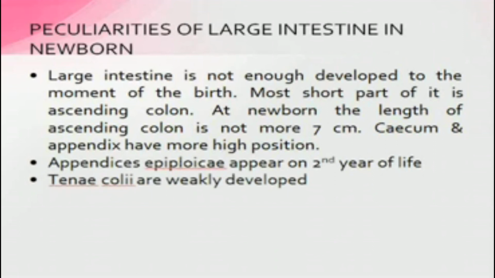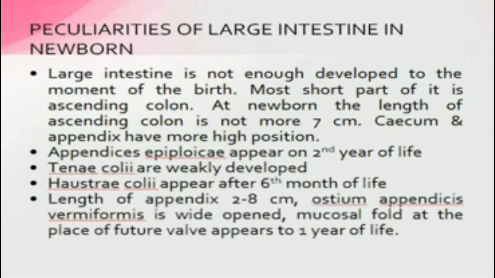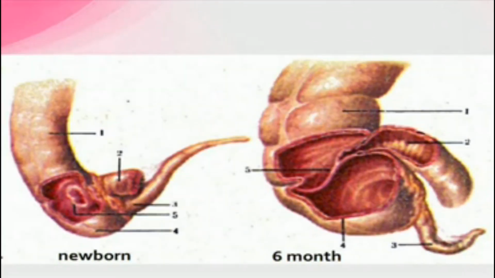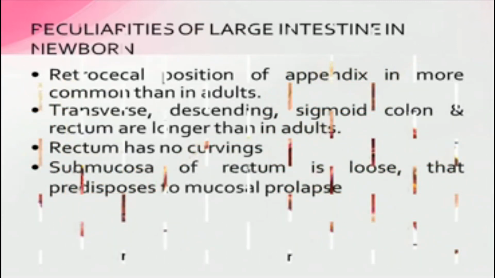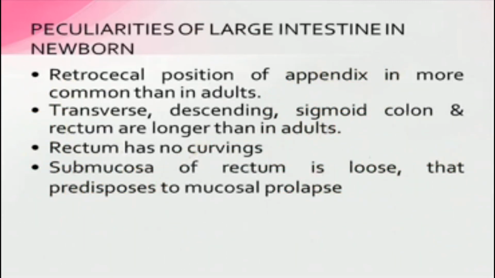Taeniae coli are weakly developed, and haustra coli appear after 6 months of life. The length of the appendix is 2-8 cm. The ostium of the appendix vermiformis is wide open. The mucosal fold at the place of the future valve appears in the first year of life. The retrocecal position of the appendix is more common than in adults.